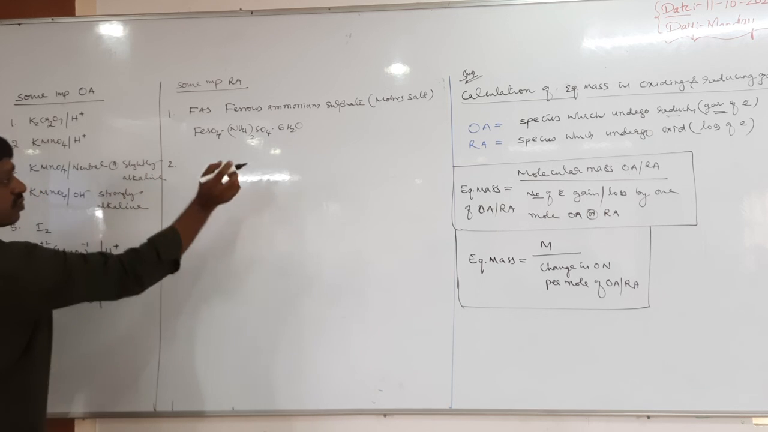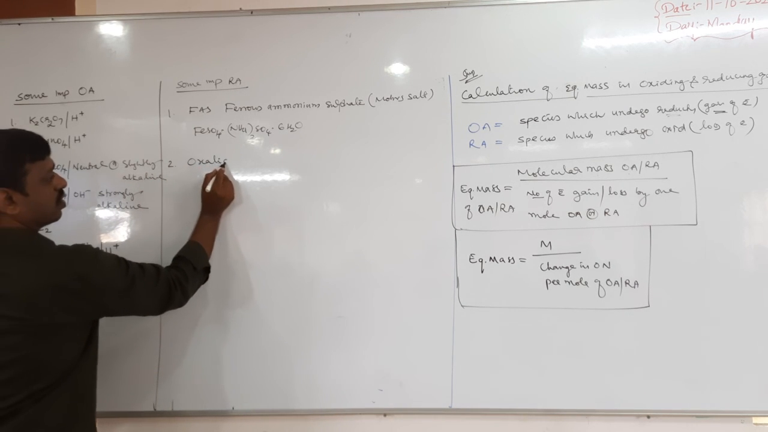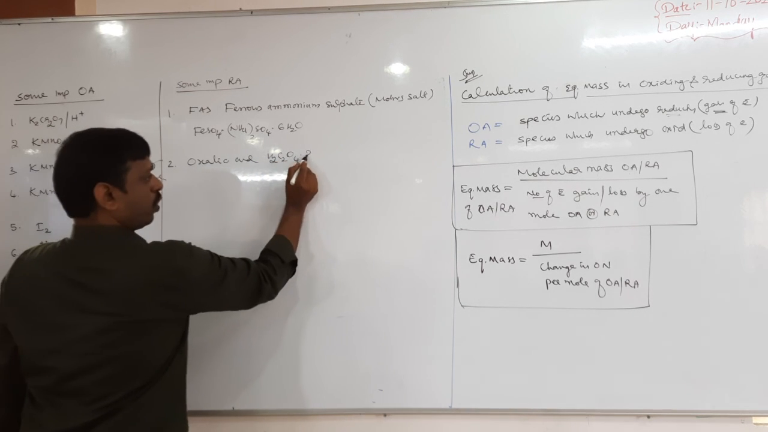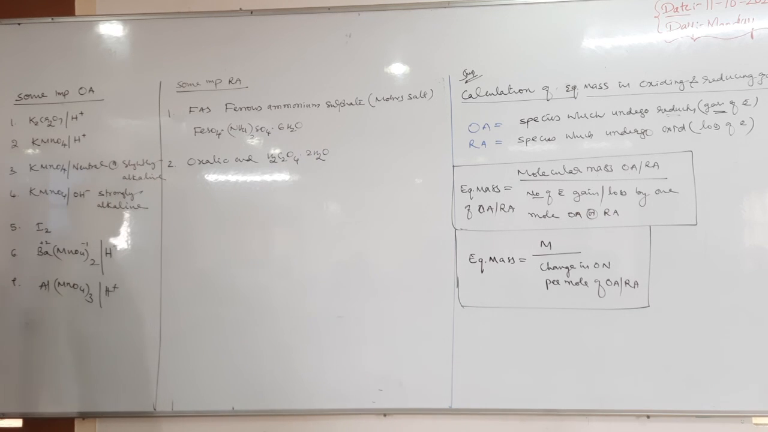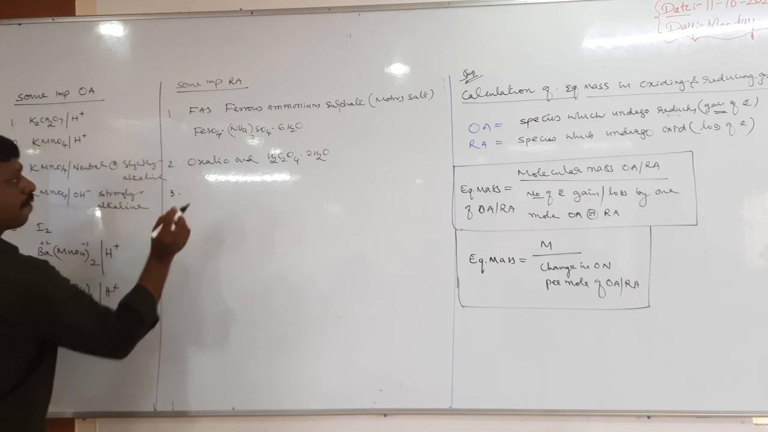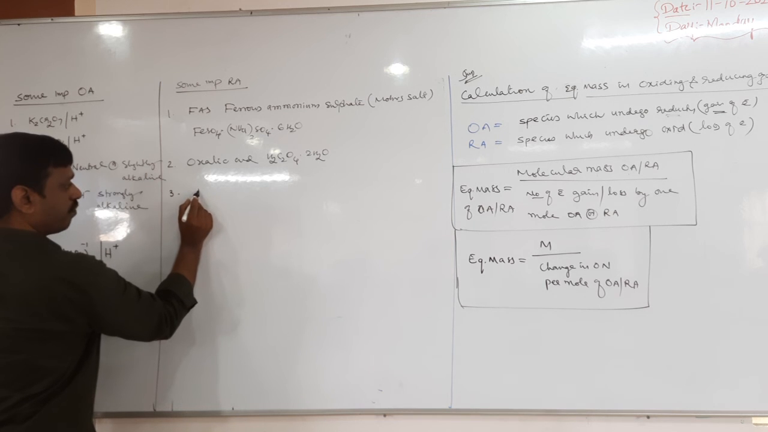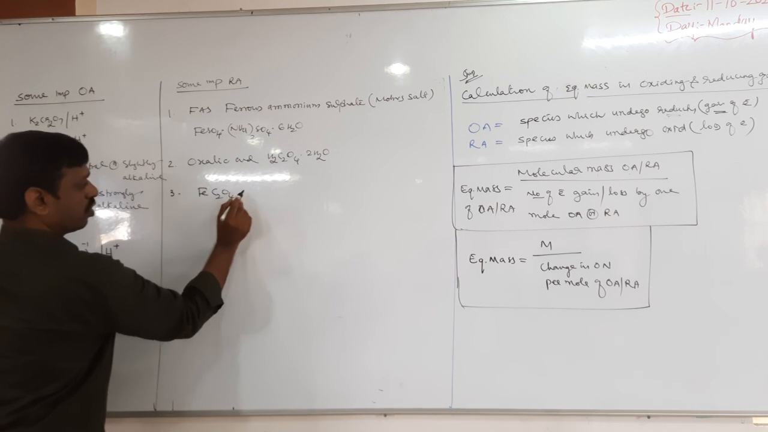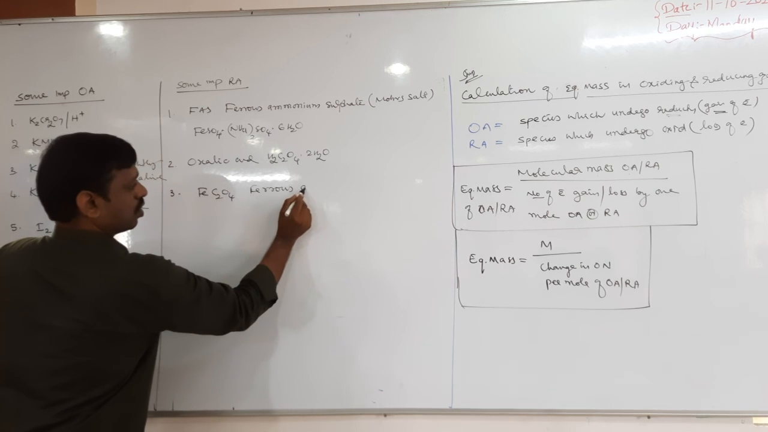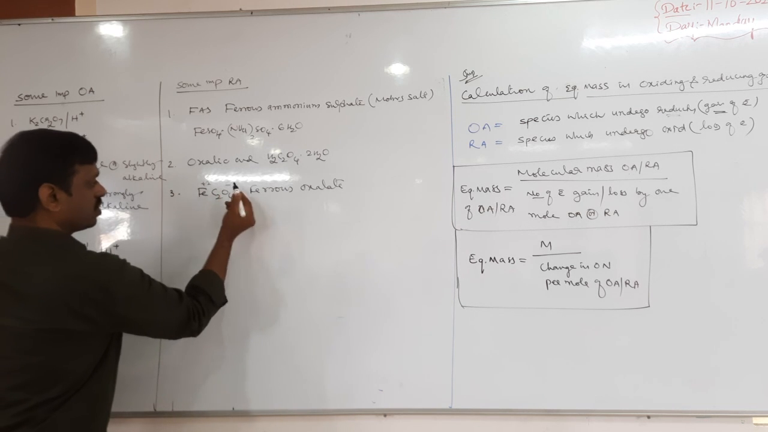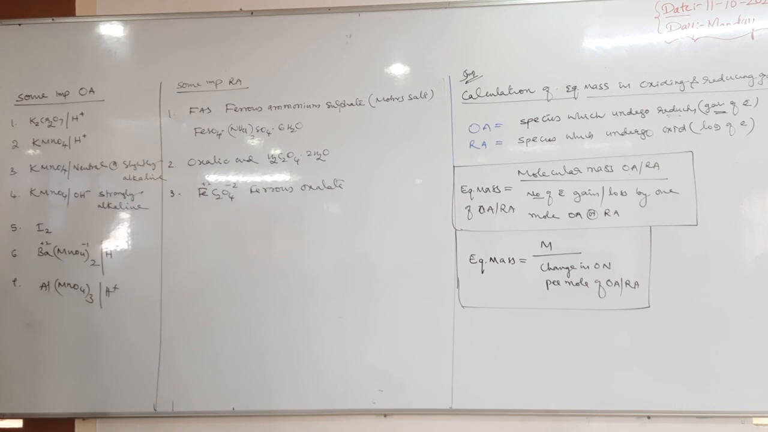Next, 2, oxalic acid, H2C2O4·2H2O. Hydrated oxalic acid is also a good reducing agent. 3, you can also take ferrous oxalate, FeC2O4, which is called ferrous oxalate. Fe is +2, and C2O4 is -2. Ferrous oxalate.